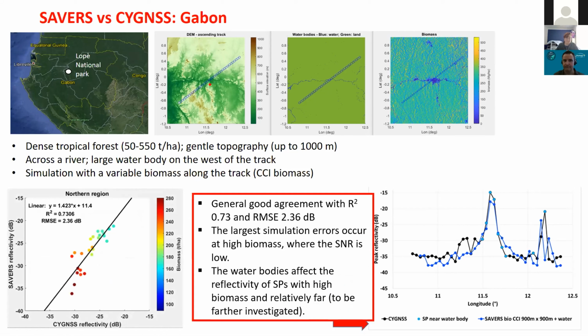The agreement is generally good, again with a root mean square error of about 2.5 dB, and the largest simulation errors occur at high biomass, where the signal to noise ratio of Cygnus is low.